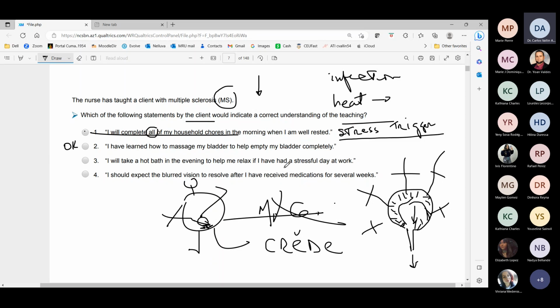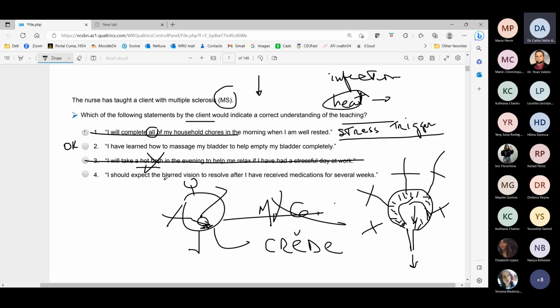Let's see the other one, because we need to see all the options before deciding which one we are going to mark. I will take a hot bath. No! Heat is one of the triggers of this disease. So having a hot shower is not good, because it can trigger a worsening of the condition.